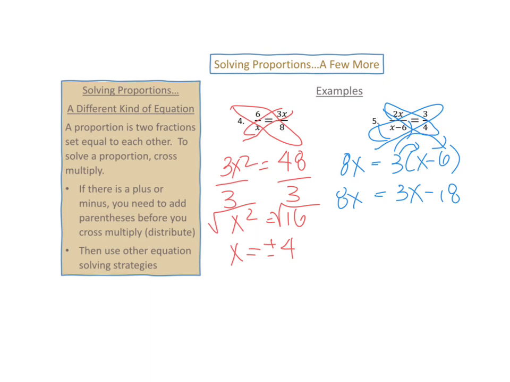We subtract 3x from each side, and we get 5x equals negative 18. Divide by the number in front of x. X equals negative 18 divided by 5, which would be negative 3.6.